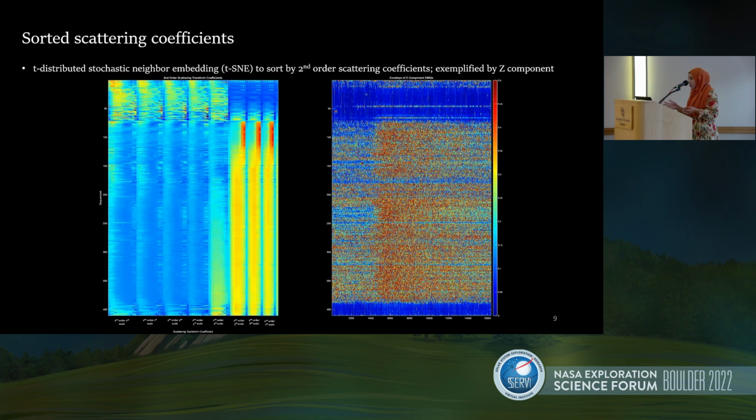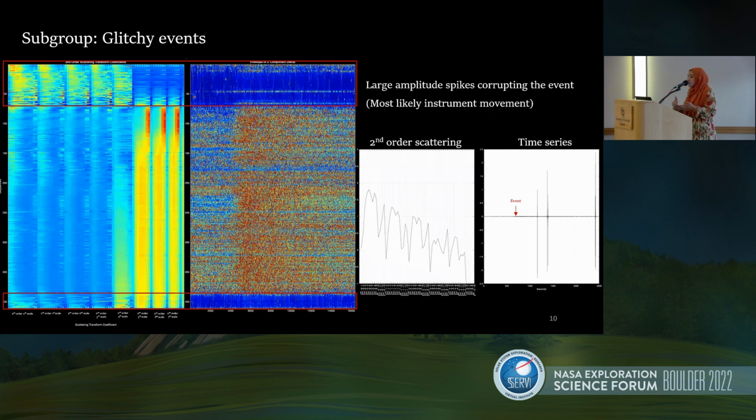So the first subgroup are glitchy events. This is where you see large coefficients for the earlier scales in your second order scattering coefficients. What these are associated with, when we look at the time series, are large amplitude spikes. And what we hypothesize is that these spikes are from something different from deep moonquakes. It's either instrument movement, especially because a lot of these spikes are hitting the dynamic range of the instrument. So that pops out quite clearly.